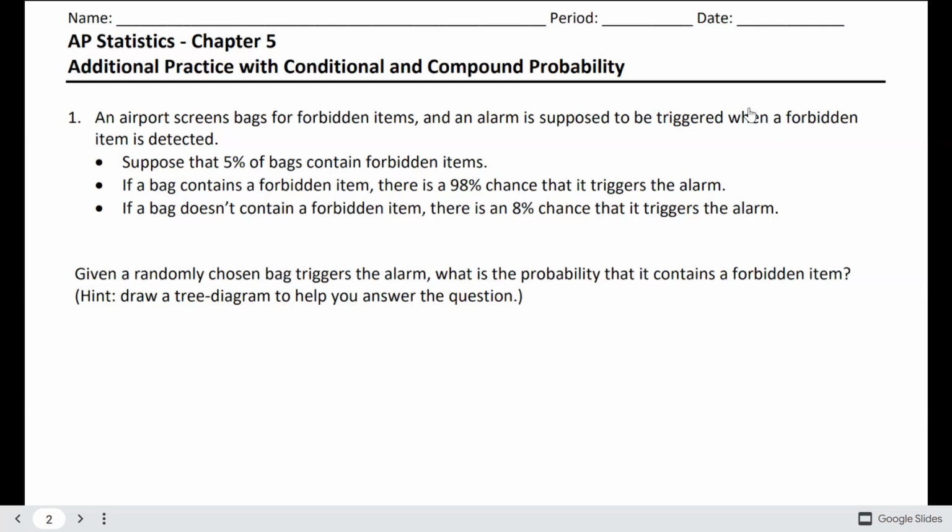They asked us, given that a randomly chosen bag triggers the alarm. Before I even read the rest of the question, if it triggered the alarm, which ones of these am I possibly looking at? First and third one. This one set off the alarm. This one set off the alarm. Given that it sets off the alarm, what's the probability that it contained a forbidden item? So the probability of forbidden given that it triggered the alarm.